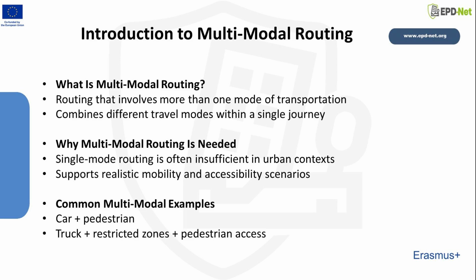Multimodal routing refers to routing approaches that involve more than one mode of transportation within a single journey. Instead of relying on a single travel mode, multimodal routing combines different modes to reflect how movement occurs in real-world environments. Multimodal routing is needed because single-mode routing is often insufficient, especially in urban contexts. Many mobility and logistics scenarios require transitions between different transportation modes due to access restrictions, infrastructure limitations, or operational requirements.